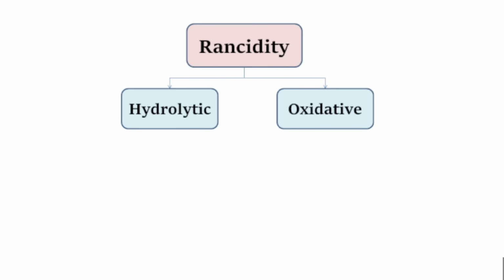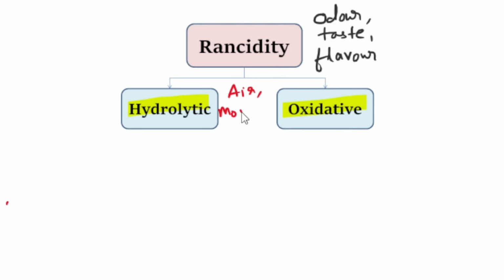Next is rancidity. It is a term used to denote unpleasant odor, taste, and flavor in foods due to deterioration of neutral fats, either due to hydrolysis or oxidation. Rancidity occurs in fats and oils on exposure to air, moisture, light, or bacteria.